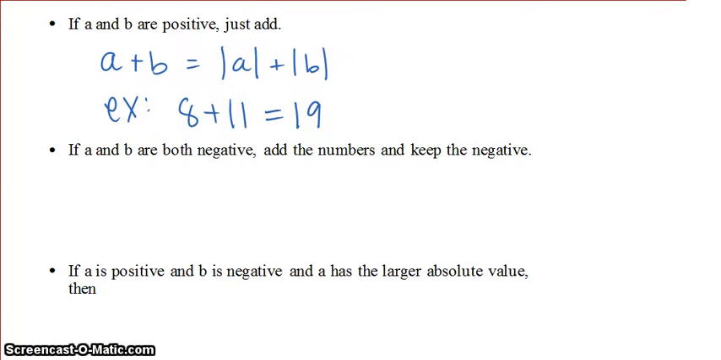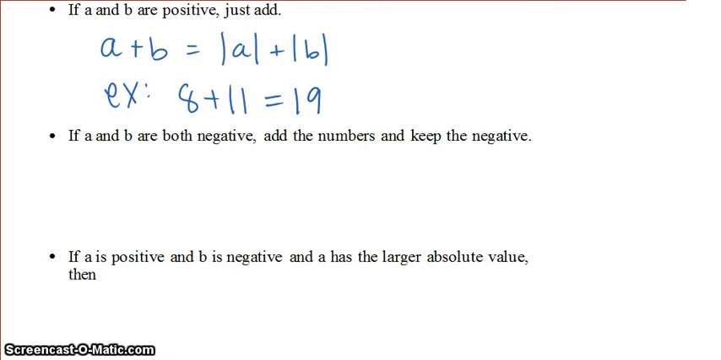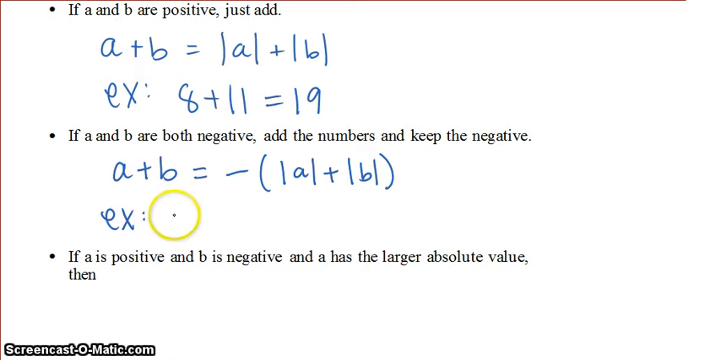Now, if A and B are both negative, you're going to add the numbers and keep the negative. What I mean by that is, if you're adding A and B, and they both happen to be negative, you're going to put the negative on the outside, take the absolute value of A plus the absolute value of B, and then make it negative. Example: -2 plus -13. We're taking the absolute value of -2, which is 2, and the absolute value of -13, which is 13. 2 plus 13 is 15, and we make that negative. So that's going to be -15.